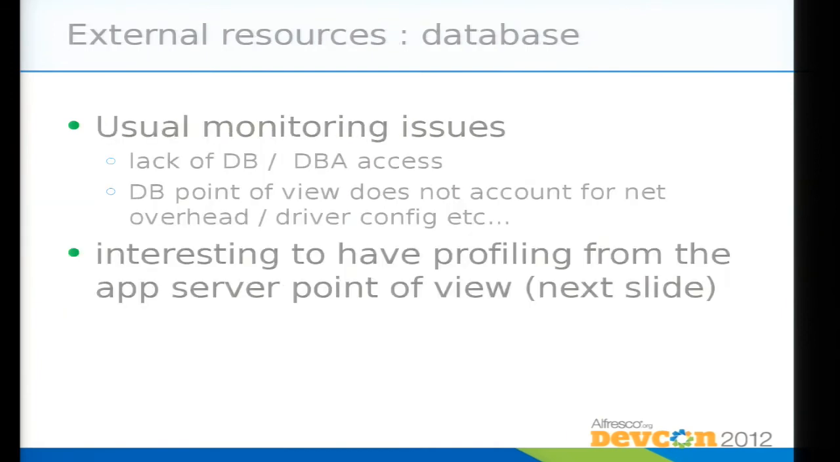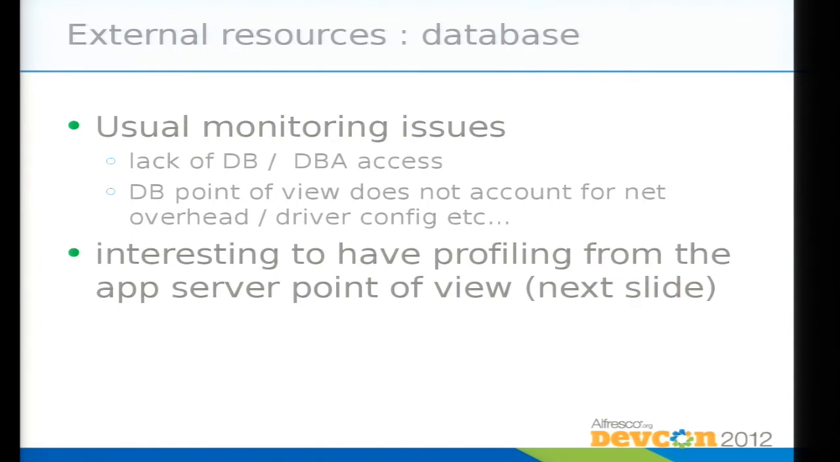So if you have an external resource like the database, sometimes the problem is that you have different teams, the DB team and the storage team and the application team, and sometimes they're not really talking to each other. What's cool about the tool we're going to talk about is that you can use it without touching the DB at all, and you can do some cool profiling. So the usual monitoring issue is lack of DB access or lack of proper access to put the profiling on the DB. And the problem you can also have is that the DBA says, well, everything's fine on my end. The queries are really fast and exiting the DB quite fast.